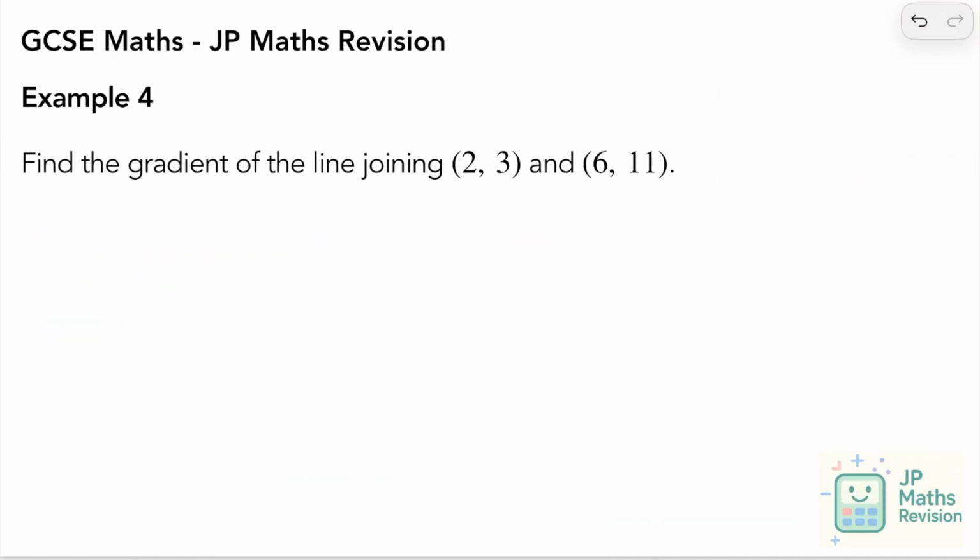So here's another example. This time we're finding the gradient of the line that joins 2 points. We haven't got a graph, we need to work it out by these 2 points only. So what we could do is define these 2 points as x1, y1 and x2, y2. Because the gradient is the change in y over the change in x, we're going to do y2 minus y1 over x2 minus x1.